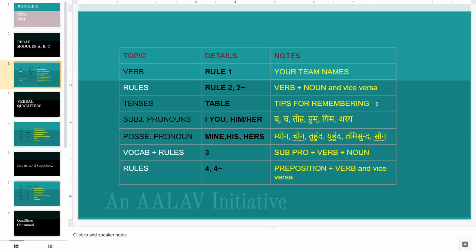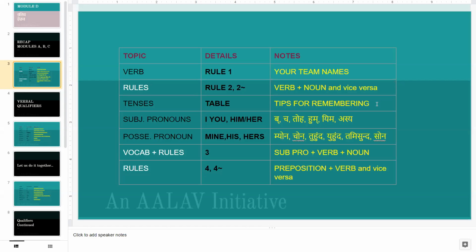Then we moved on to subject pronouns in the same module B. Subject pronouns, so I, me, you, him, her, right? That was toy, whom, yum, us, we, together. That's subject pronouns.